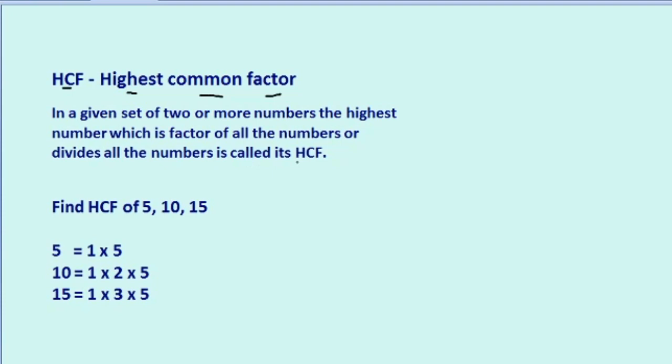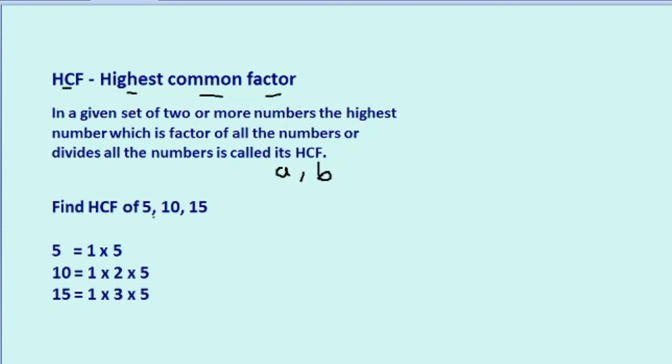If there is a given set of numbers, say A and B, we have to find numbers which divide both A and B. There might be many numbers which can divide A and B. Out of those, we have to find the highest number which divides both A and B. That will be known as the highest common factor. Let's take an example. Find HCF of 5, 10, 15.